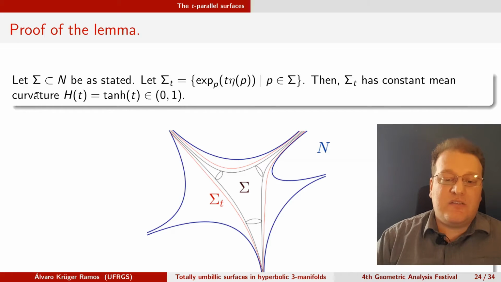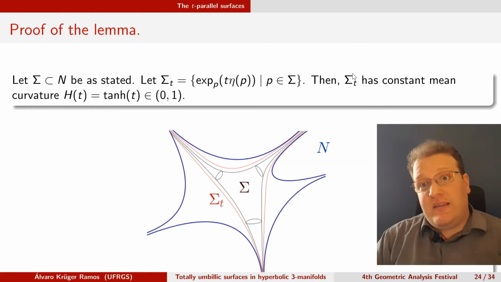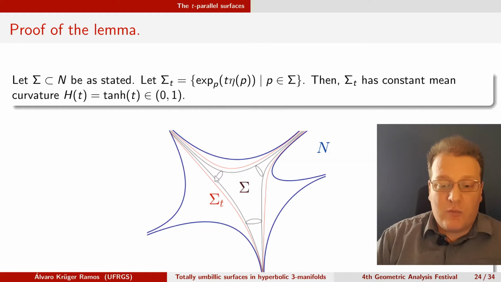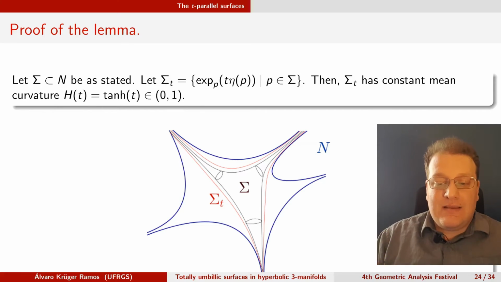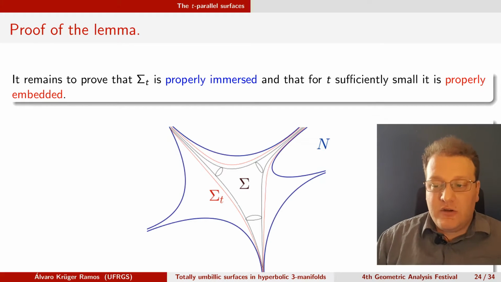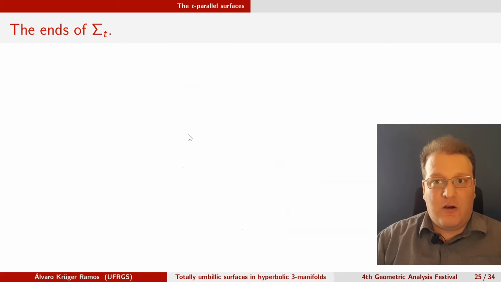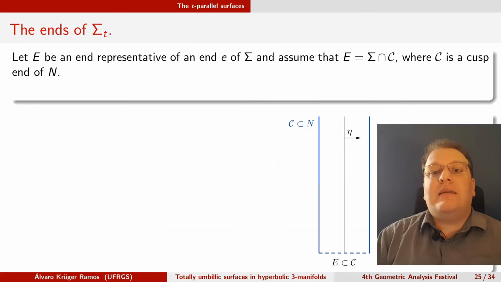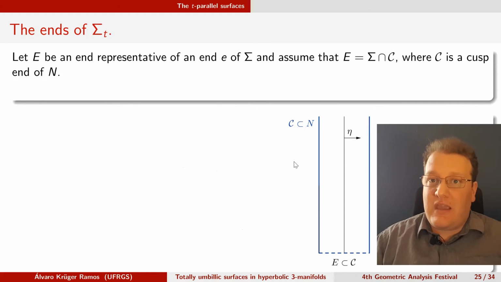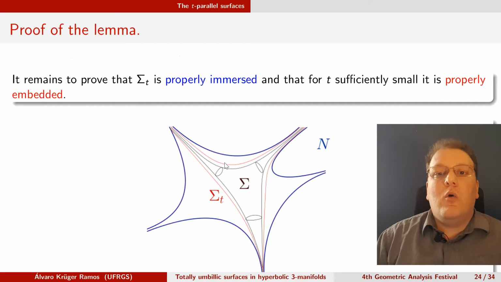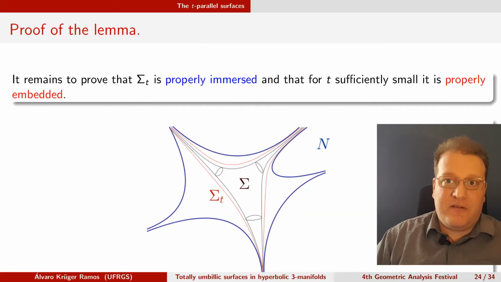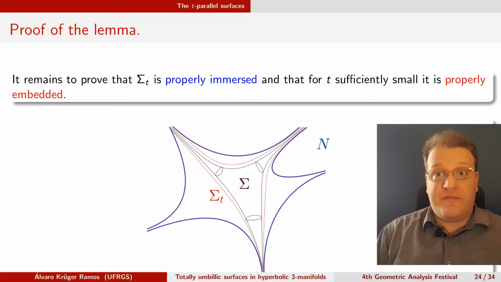So let sigma be as stated, and the thing is, we go parallel to it, and we know that it has constant mean curvature equal to this number because that's what happens in hyperbolic 3-space when you have a totally geodesic surface. But now, how do we prove that this is well behaved? We need to look at the ends of this surface. We need to look at how the ends of sigma_t behave, because everything in the thick part is in a compact part, so we know it's well behaved enough, at least for small values of t.